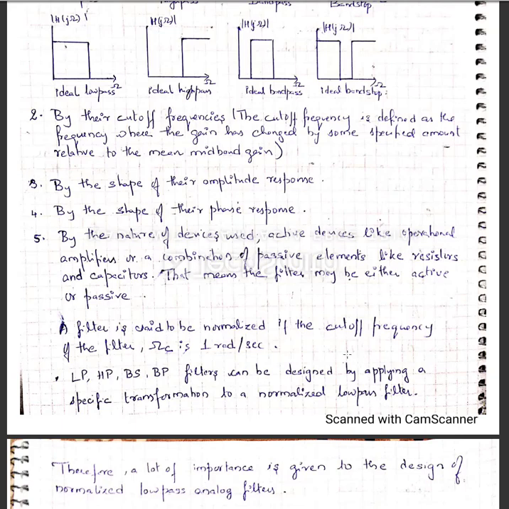If a filter has to be called a normalized one, then the cutoff frequency of the filter should be equal to 1 radian per second. You can obtain your low pass, high pass, band pass and band stop filters very easily by applying the transformation techniques that we will be studying later to a particular normalized low pass filter.